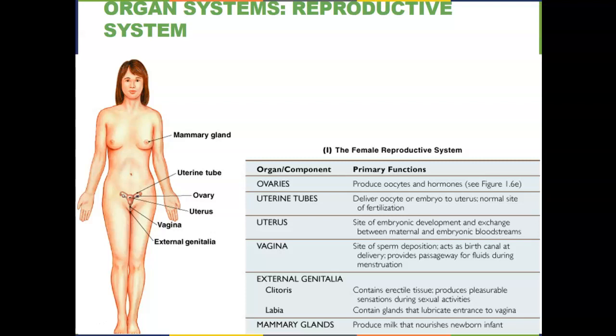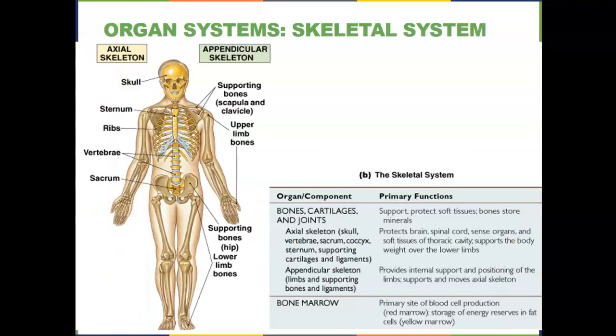The vagina, which is where sperm is deposited. The external genitalia are all part of the reproductive system. The external genitalia include the clitoris and the labia, and then the mammary glands are necessary for producing milk for the newborn offspring.